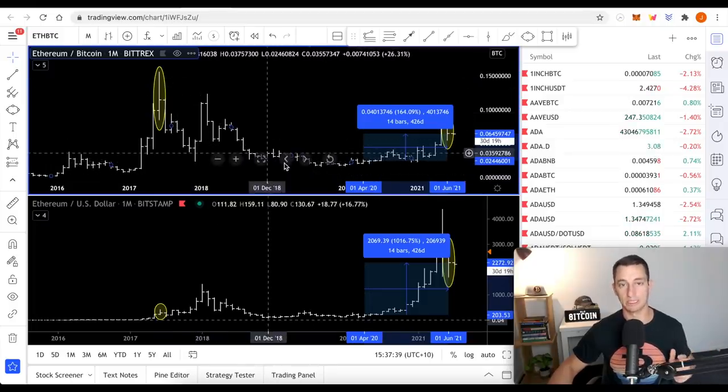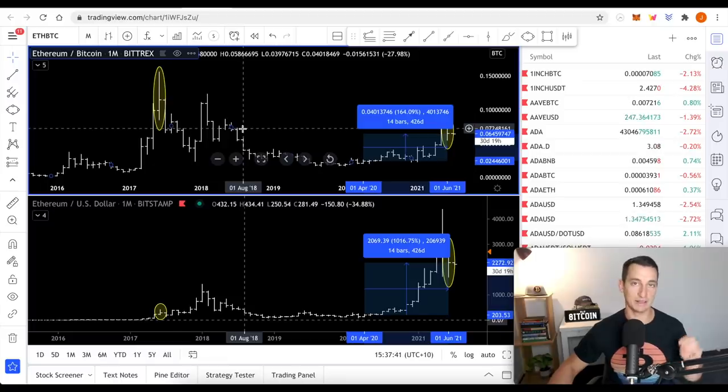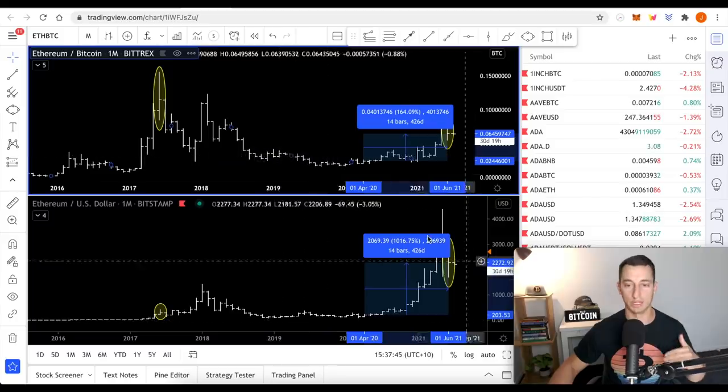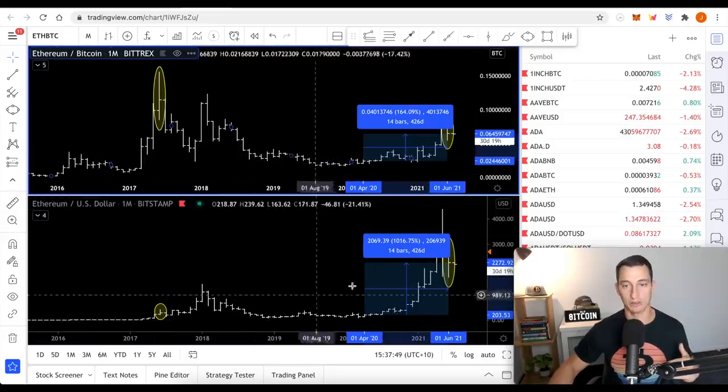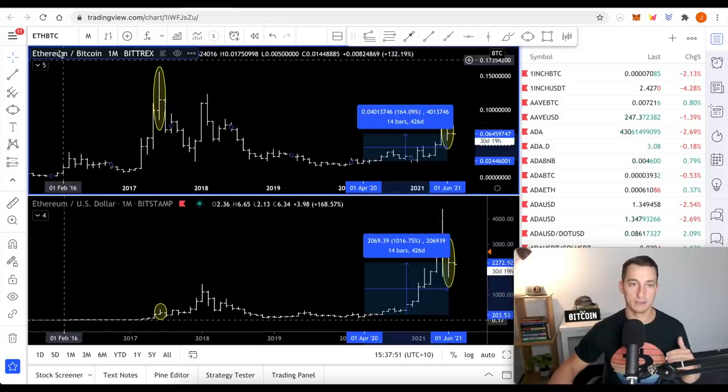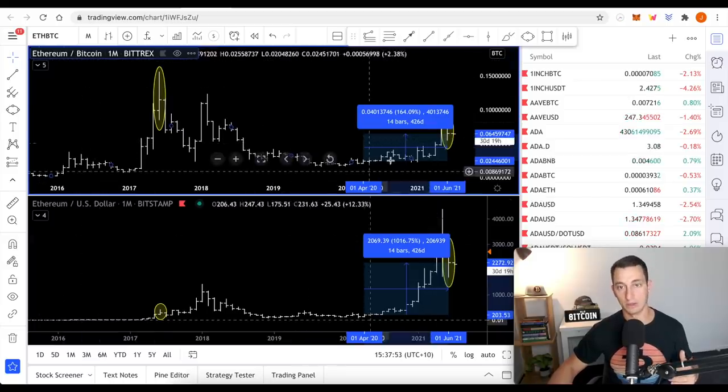We don't want to see them bleed out, but see the fiat value of that altcoin remain the same. We want to see both increase. We want to see the fiat dollar, the fiat pairing of the altcoin go up, and we want to see the altcoin against the Bitcoin value also go up.